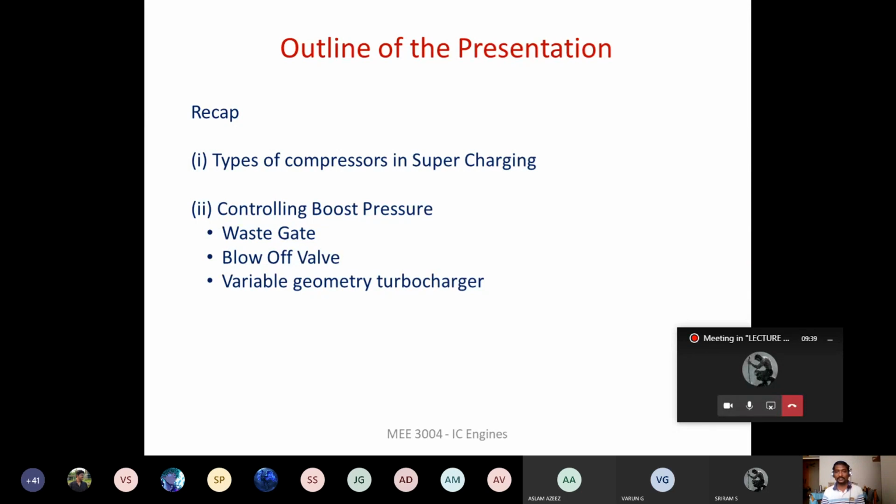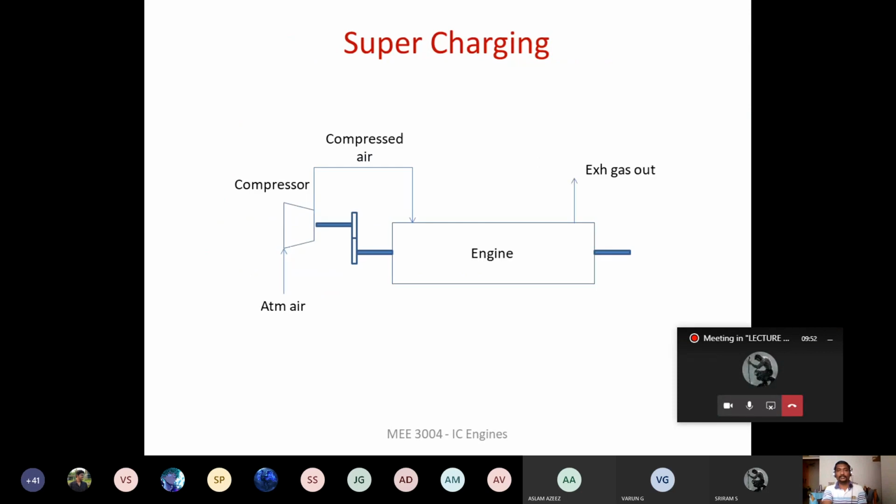So if that is the case, then you have to regulate the pressure of the charge or the pressure of the air. How to regulate this pressure? These are the topics we are going to discuss today. So let us recollect the supercharging concept.